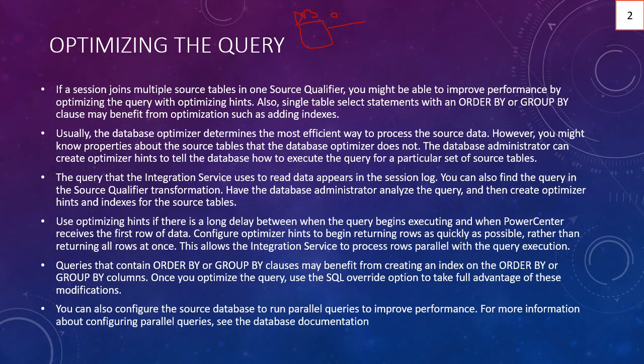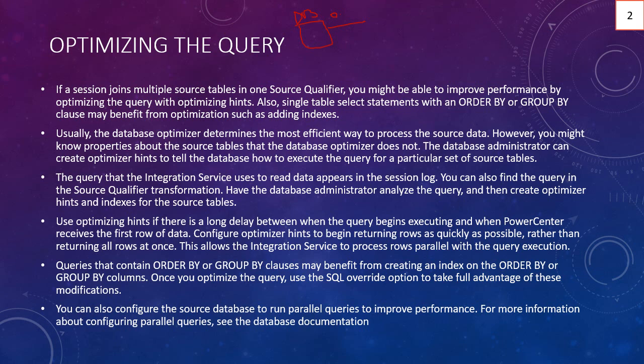So that query you can copy from the session log, then you can just analyze that query and create an optimizer hint and indexes for the source table. Suppose there are no indexes; based on how many columns we are using in the where clause, you can create the indexes if there are none, right?